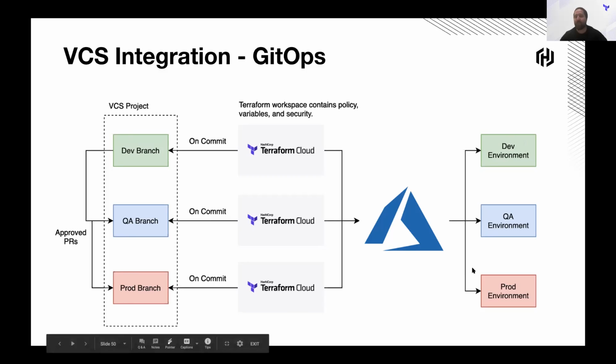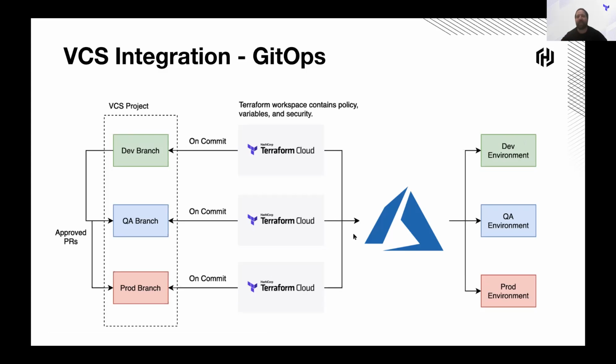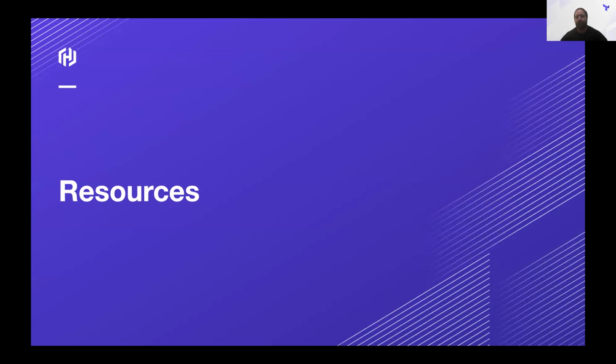The prod branch might be bigger. It might have more checks attached to it. But it allows you to really build out a true kind of GitOps-based workflow from the cloud.